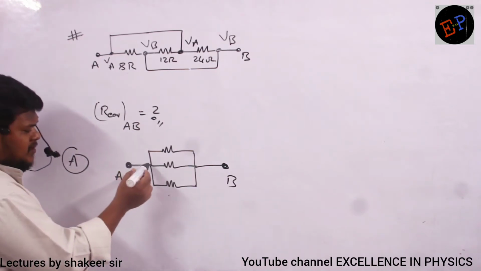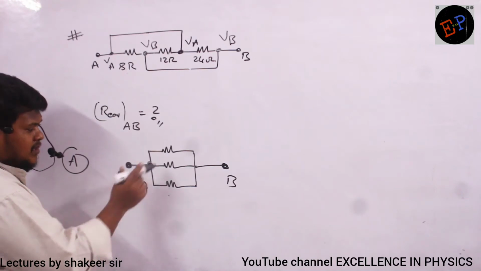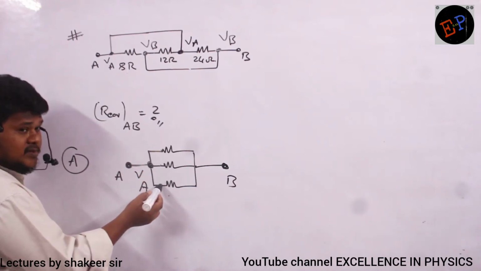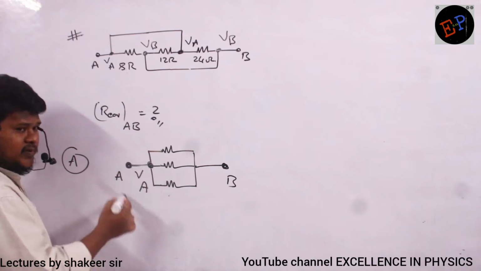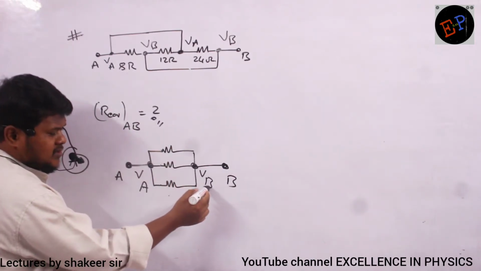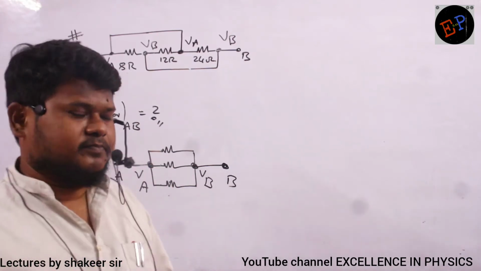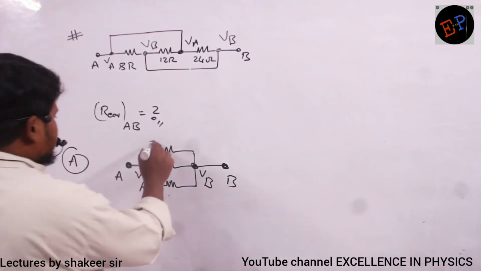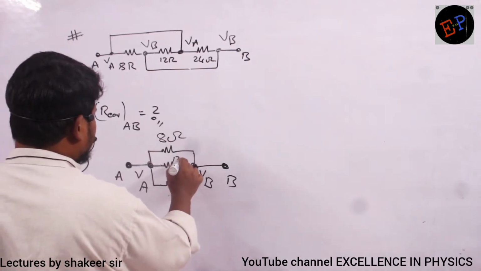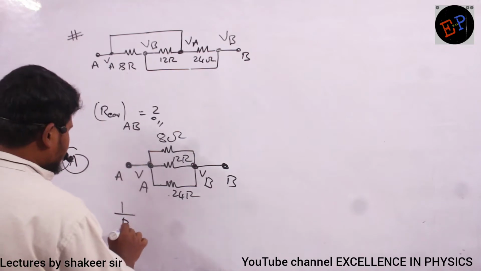See, ma, here what is the potential? Here the potential is VA. It means the first resistor, second resistor, third resistor, on one side they are connected to VA. On the second side, they are connected to VB. Satisfied, no? It is possible only when they are connected in parallel. So therefore, what are the values which are given? 8R, 12R, 24R. So how can I calculate the equivalent resistance, ma?